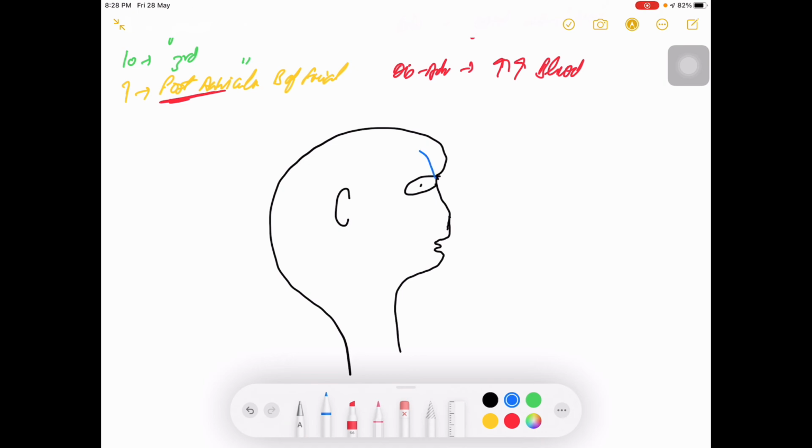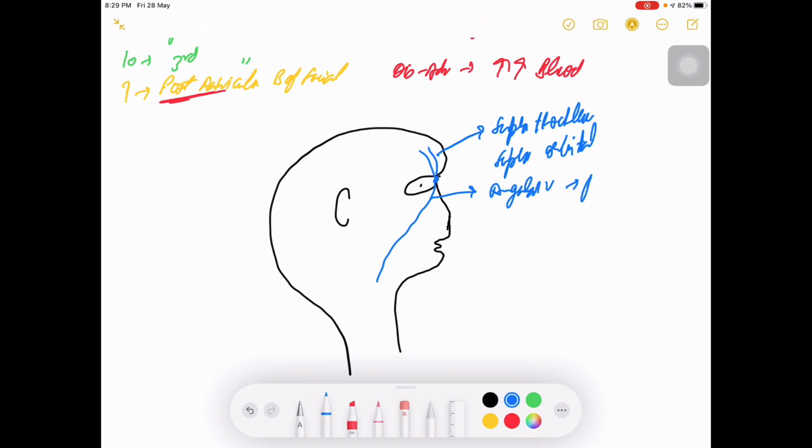On top of the eye you have two veins, again the same, supratrochlear and supraorbital. These two reach the angle of the eye, and from there they form an angular vein that continues as facial vein. So that is your angular vein that continues as facial vein.